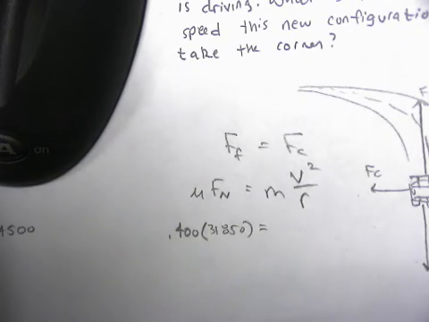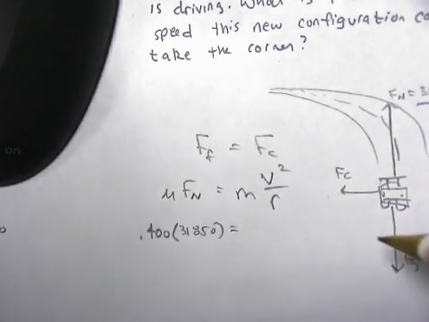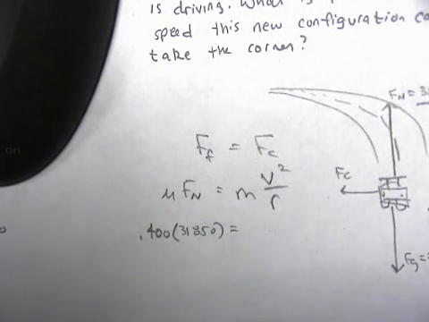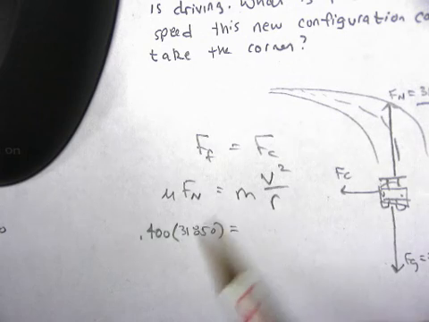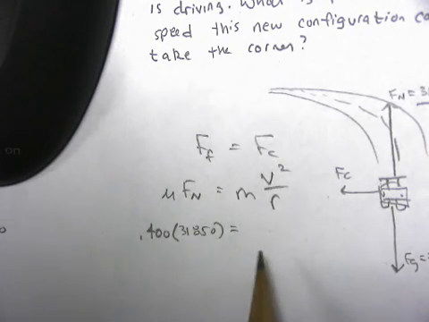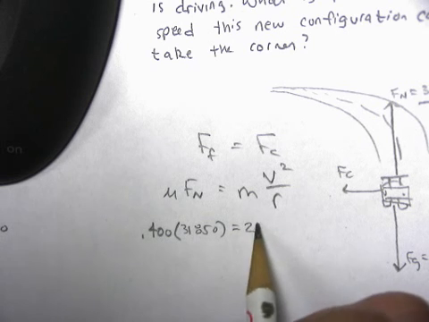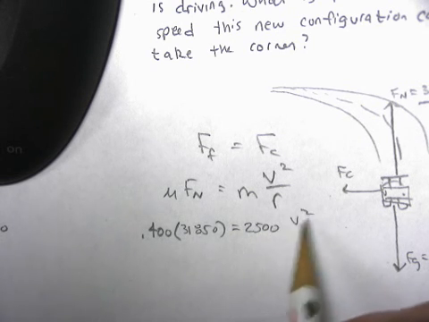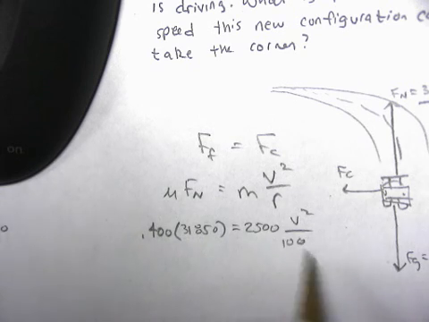The mass of the car doesn't change. I'm not adding more weight to the car, only a downforce, which is kind of neat. You can gain more normal without getting heavier. So that's how spoilers are advantageous to race cars. So the mass remains 2,500. What velocity? And the radius is still 100 meters.